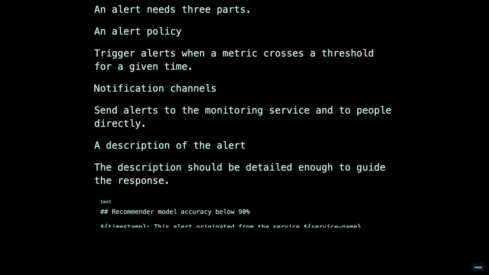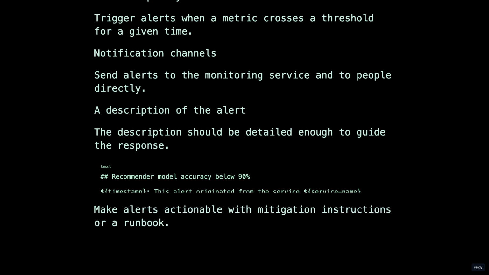These two lines give the reader the essential facts right away: what metric failed and where it came from. A template like this makes the alert searchable and helps the responder connect the message to the exact service and time window. A good alert should not stop at diagnosis. If the next step is a routine fix, the message should point to the runbook or give the mitigation steps so the responder can act immediately.